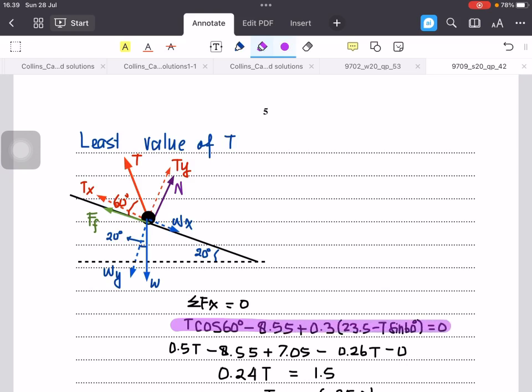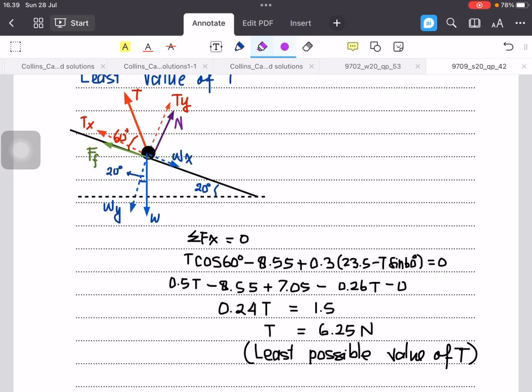The equation is almost the same as the previous equation, but here I change the direction of the friction. So now the friction is up the plane. Previously the sign here is negative, but now I change the direction, it will be positive. Then we apply a little algebra, and we can finally find that the value of T is equal to 6.25 Newton. So this is the least value of T.